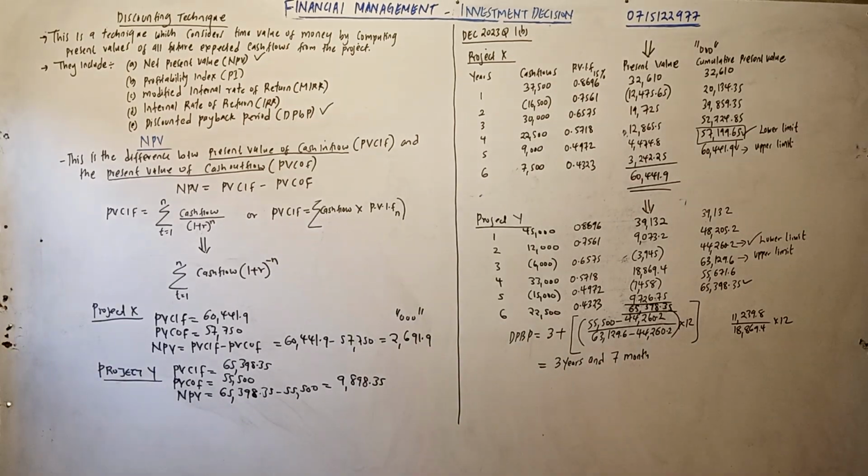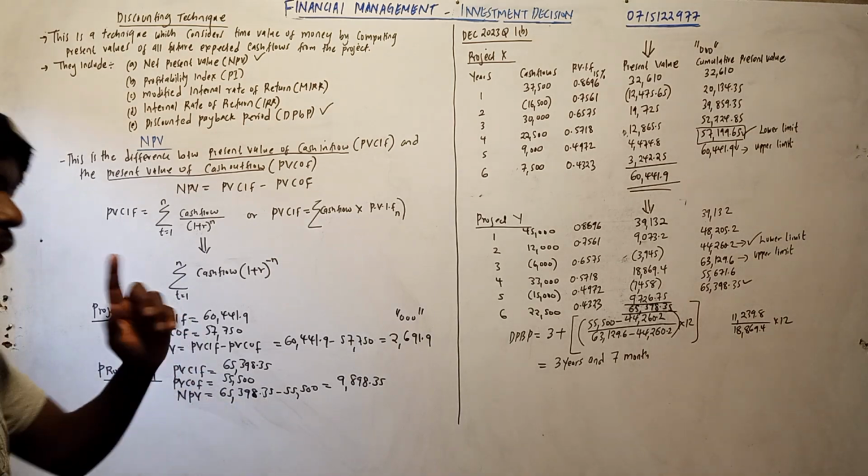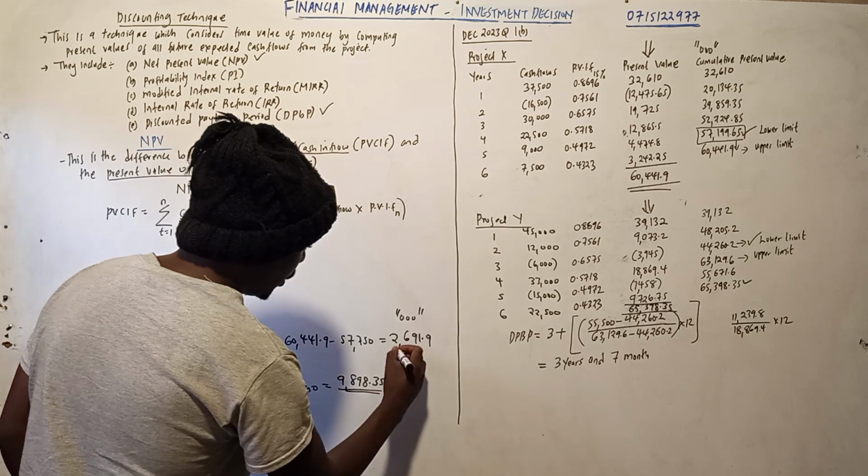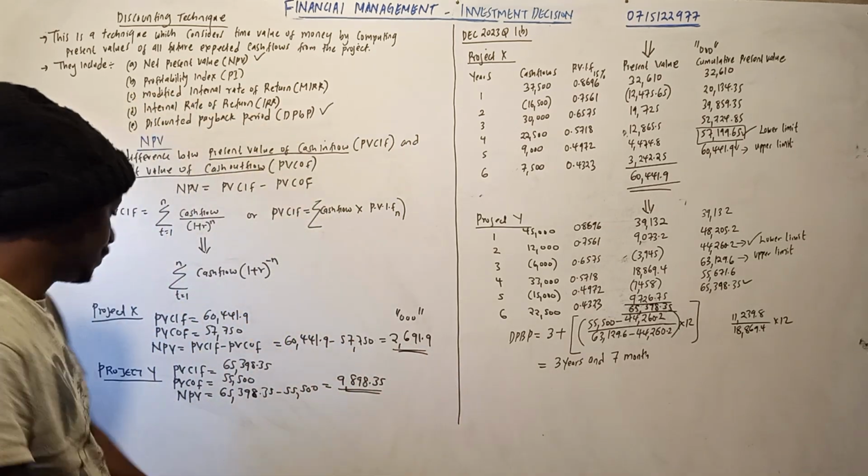Now, using NPV, remember the projects are mutually exclusive. We can only undertake one at a time, but we cannot undertake the two projects at the same time. So between project X and Y using NPV, which one has the highest NPV? So it is about 9,000 against about 2,000. So the best project is project Y.